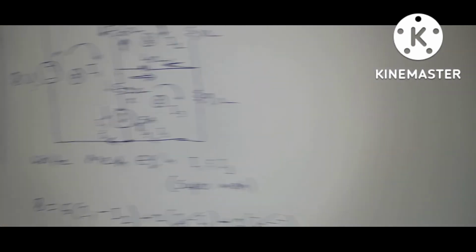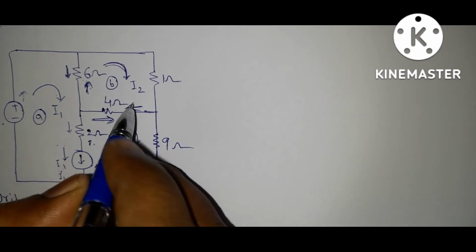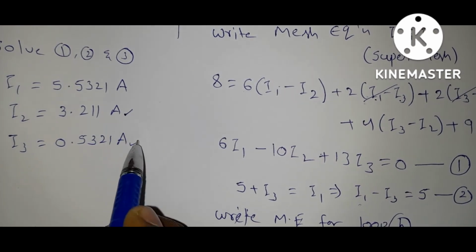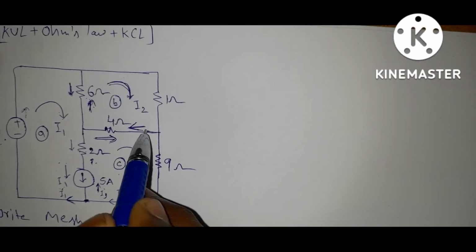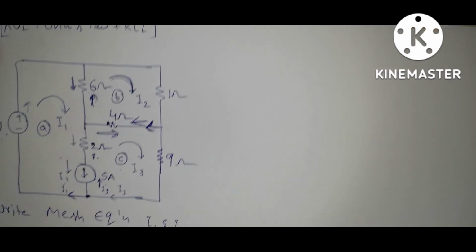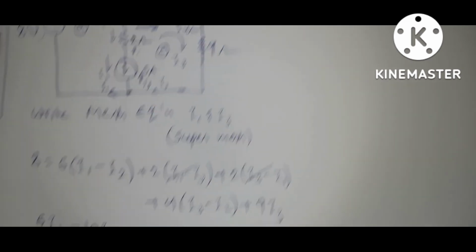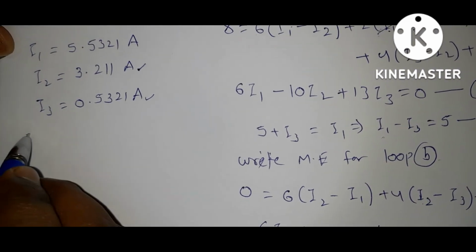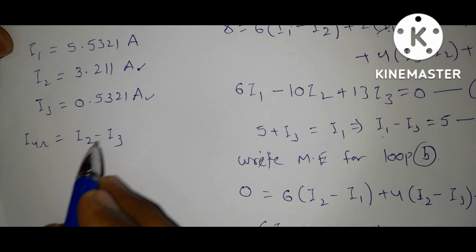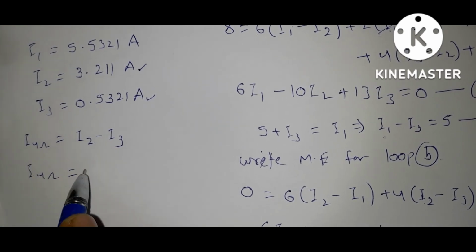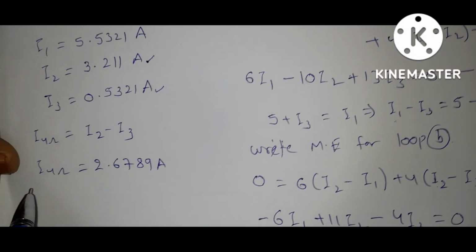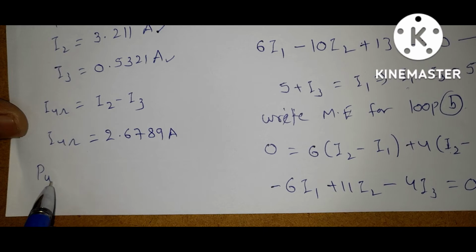Now find the current through this 4 ohm resistance. Which one is the larger current? Here I2 is the larger current and this is the small current. So take the current direction like this, that is right to left. Let it be I4 ohm. The current flowing through the 4 ohm is equal to I2 minus I3. So I4 ohm is equal to 2.6789 amperes.